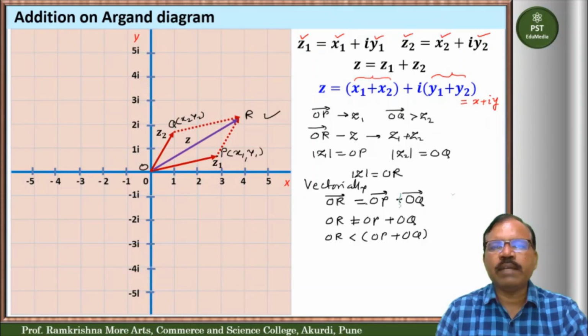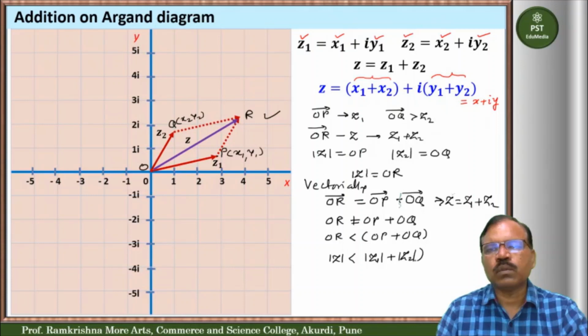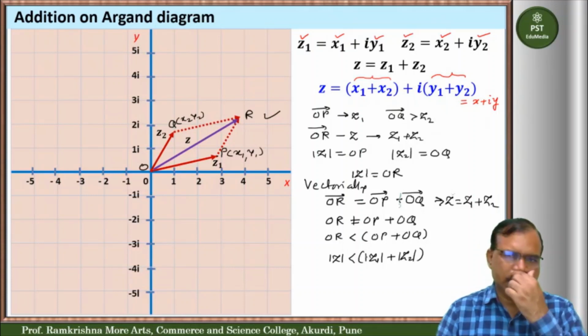Now here OR vector is equal to OP vector plus OQ vector. This represents Z is equal to Z1 plus Z2. But if we take OR, its magnitude is magnitude of Z. It is less than magnitude of Z1 plus magnitude of Z2. It is less than this.